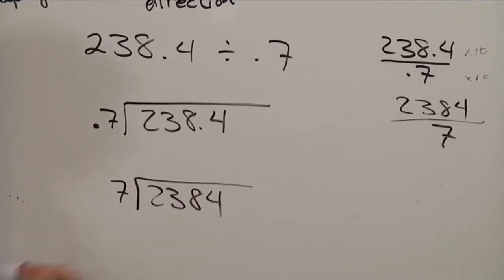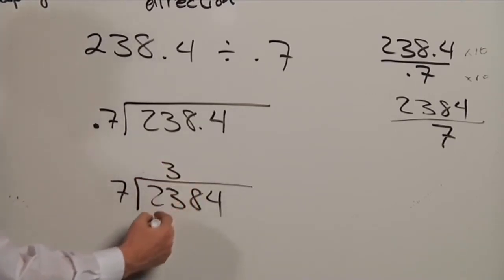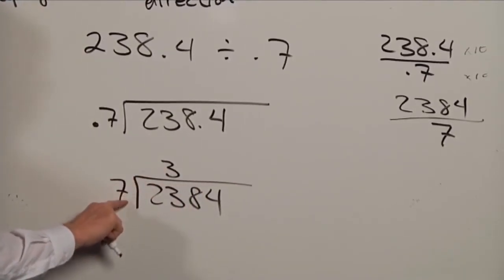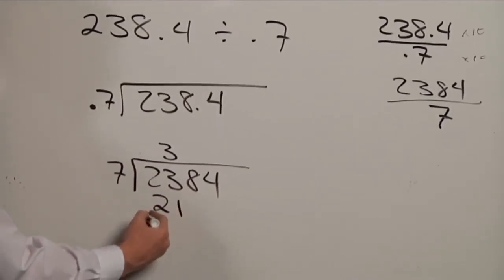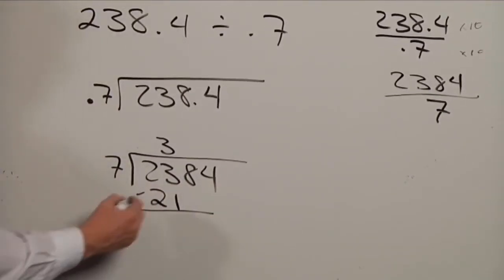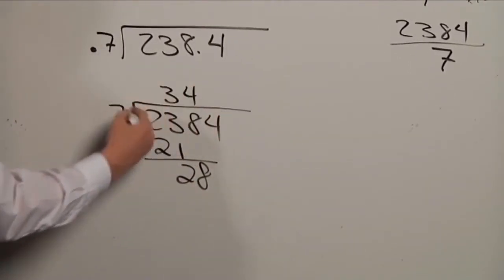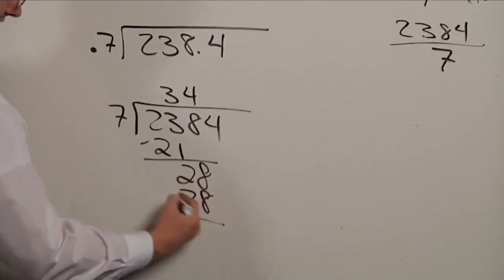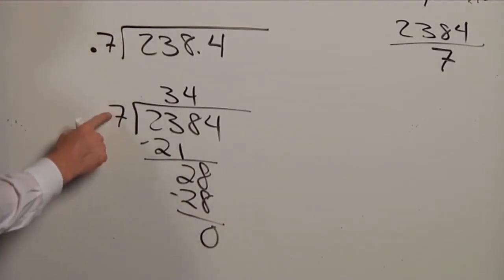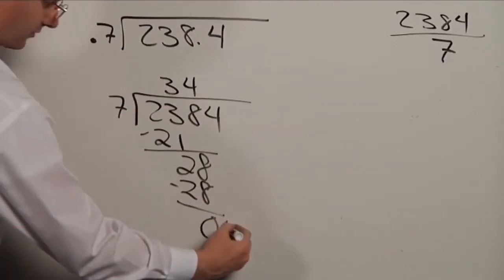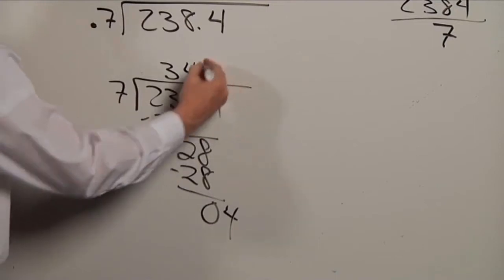7 goes into 23. Aha, goes in 3 times. 3 times 7 is 21, and we subtract. 7 goes into 28 4 times. Subtract, and we get a 0. Then we drop down the 4. 7 goes into 4 0 times.